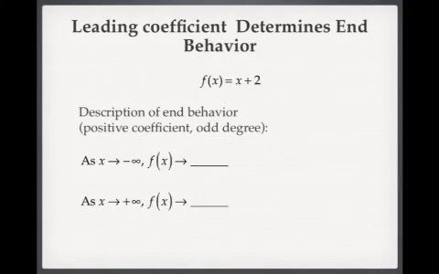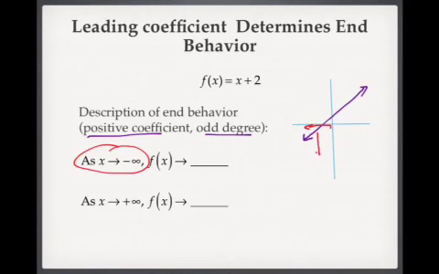This is a pretty simple function. You've seen this one lots of times before, x plus 2. That is a positive coefficient, and it is an odd degree because it's x to the first power. So that means it's going to start at one side and go to the other, and it's going to go uphill. As x goes to negative infinity, it's going to go down, down, down, so it's going to approach negative infinity. And then as x goes to positive infinity, as x is going to the right, the function is going to go up, up, up, or approach positive infinity.